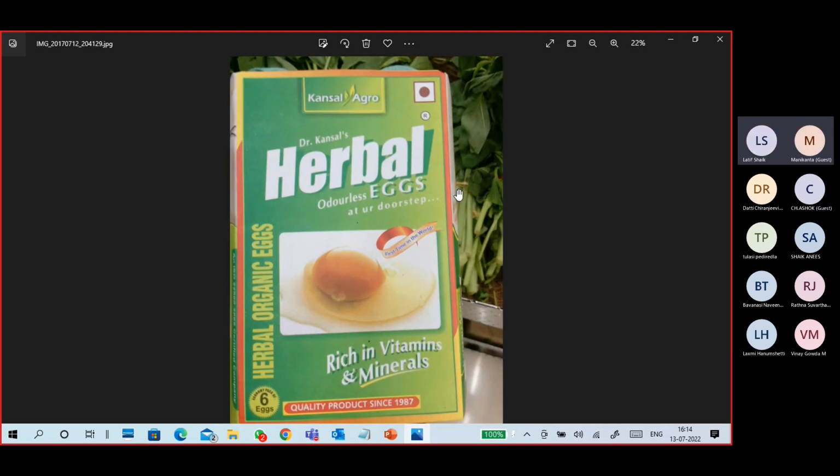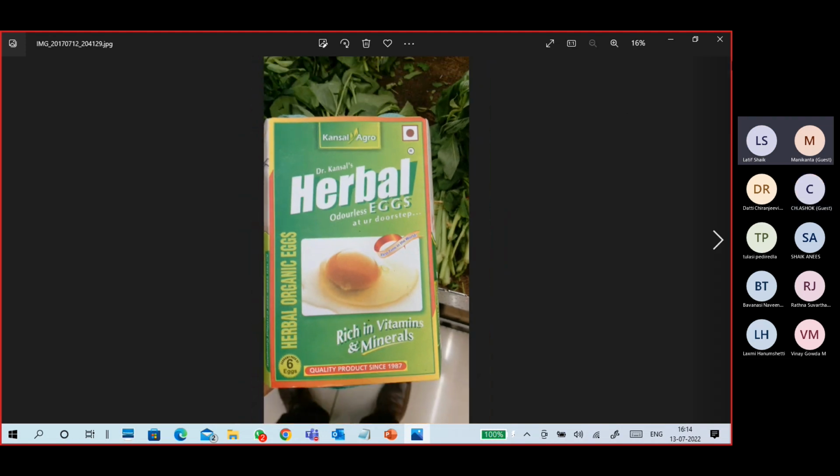Are you able to see the screen? Yes, sir. This is what business is going on. Demand. Normal eggs, if you sell chicken eggs, maybe people won't buy. Again, it is the same chicken eggs, maybe polluted, or maybe injected. But this is herbal eggs. No pollution, no chemical effect. Pure herbal they made it. It is chicken eggs with vitamins and minerals. Okay, he is cheating from 1987 onwards.